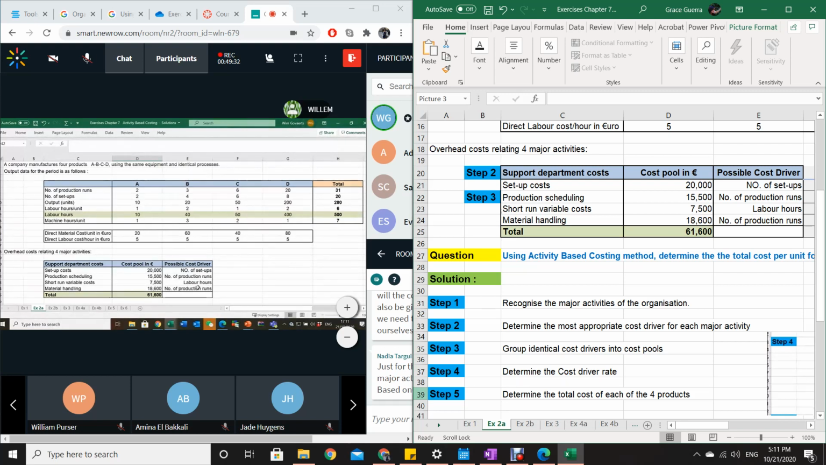Okay, another question, Nadia, that's good. Just out of curiosity, how are these major activities determined? We can go back in the slides. This is the key point of activity-based costing, that we look at a whole production, what kind of activities we are doing, and how much a product is consuming of these activities.